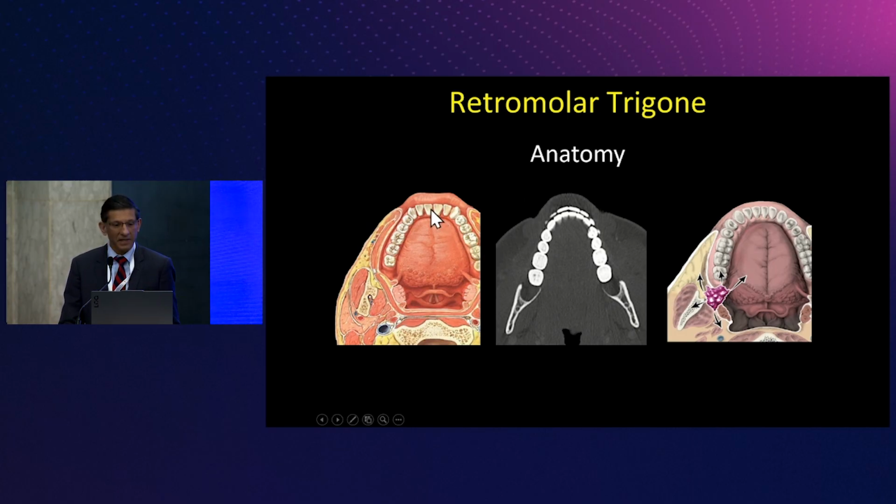So if I name the teeth, this is the central incisor, this is the lateral incisor, this is the canine, first premolar, second premolar, first molar, second molar, third molar. So what do you call the space that's behind the third molar? Well, that's the retromolar trigone.